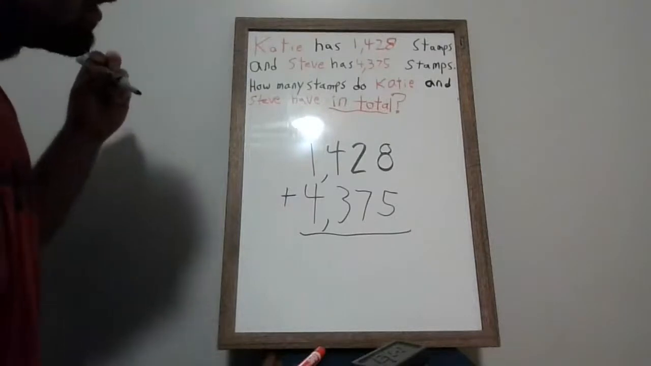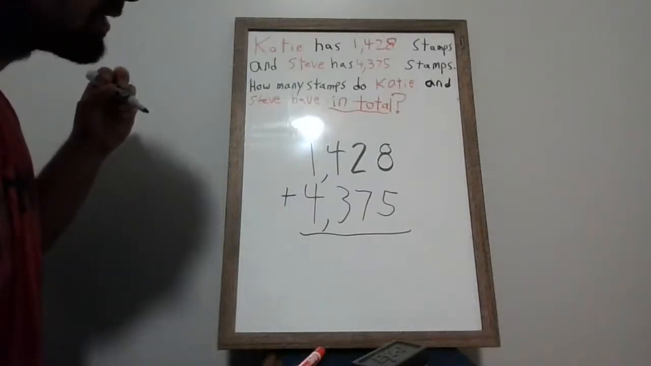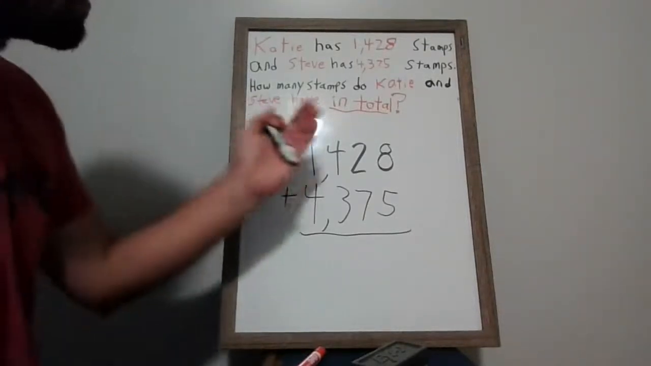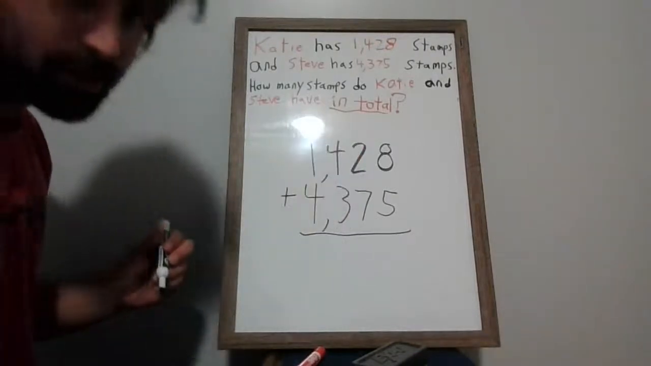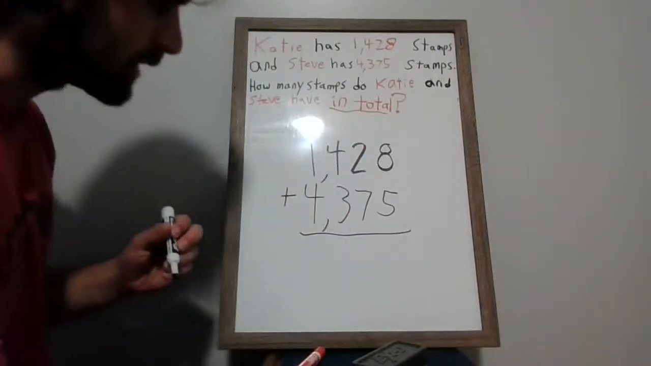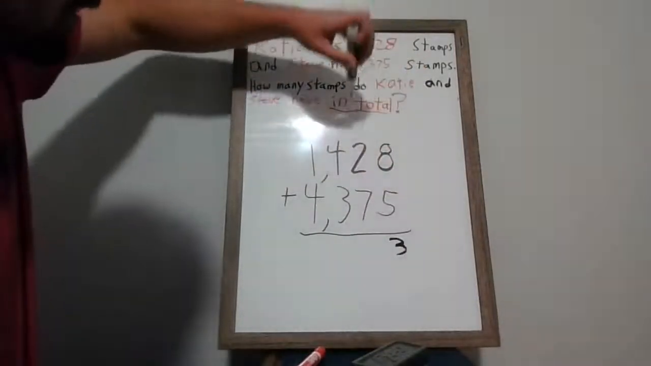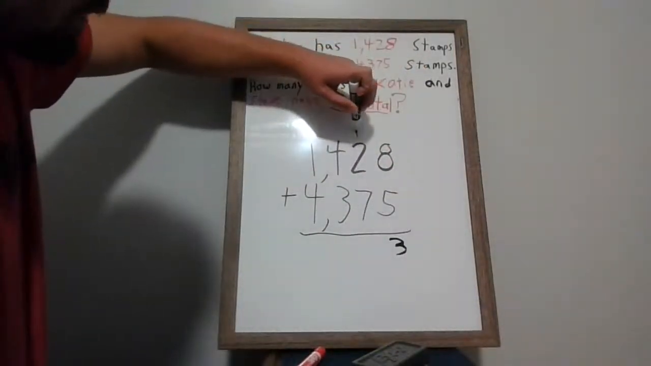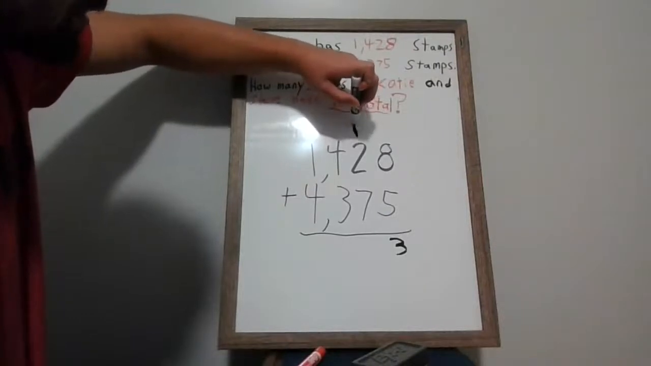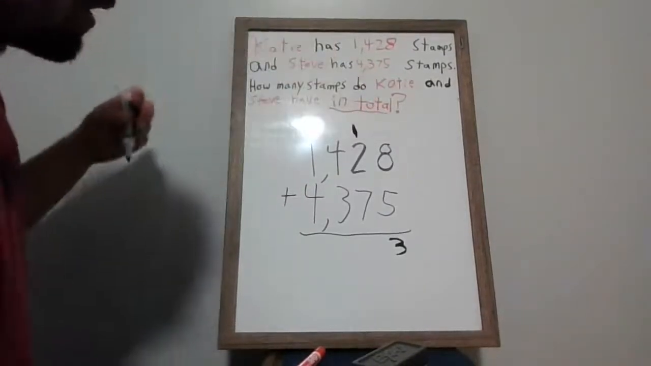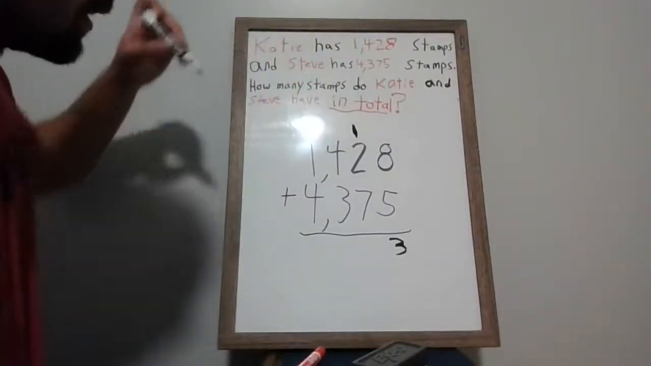So again, we start by going to the ones place. In the ones place, we have 8 plus 5. 8 plus 5 equals 13. So the 3 in 13 is going to go in the ones place. The 1 is going to get carried over to the tens place because 13 is more than 10. And with 10 or more, we have to carry a 1 over.